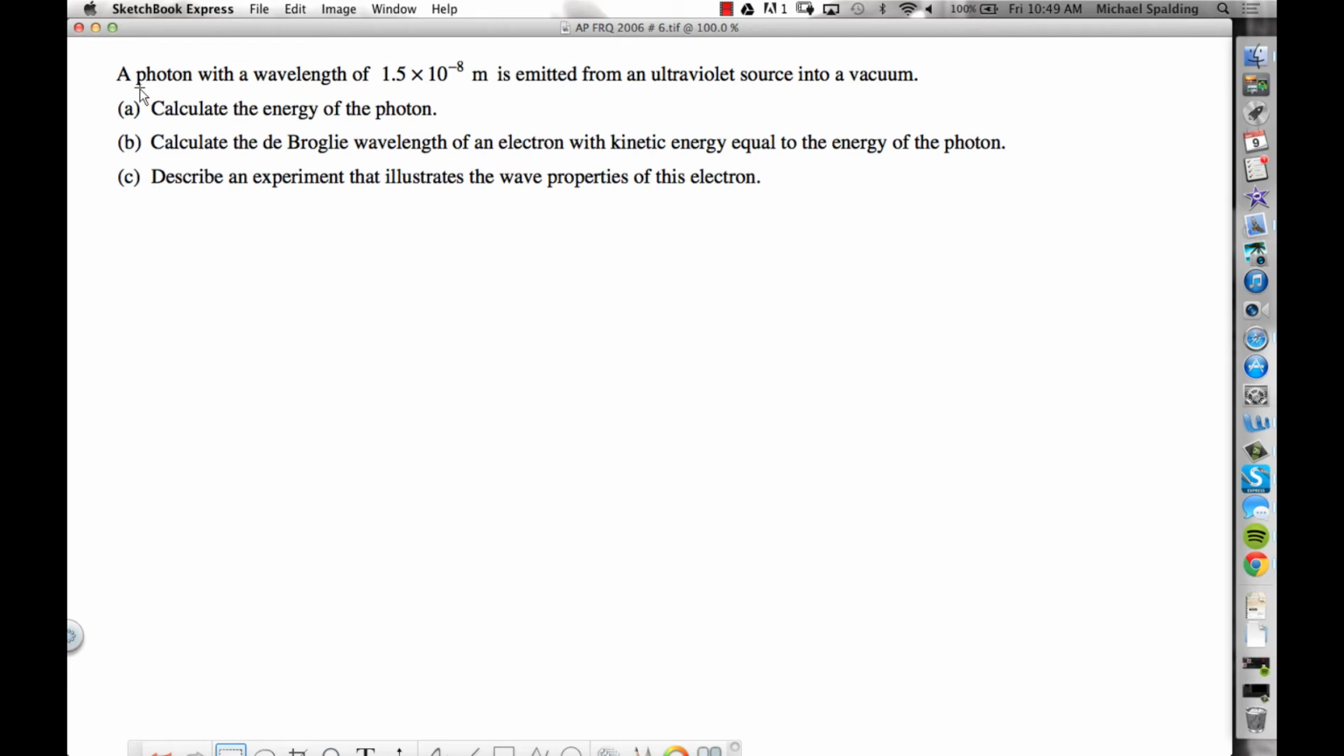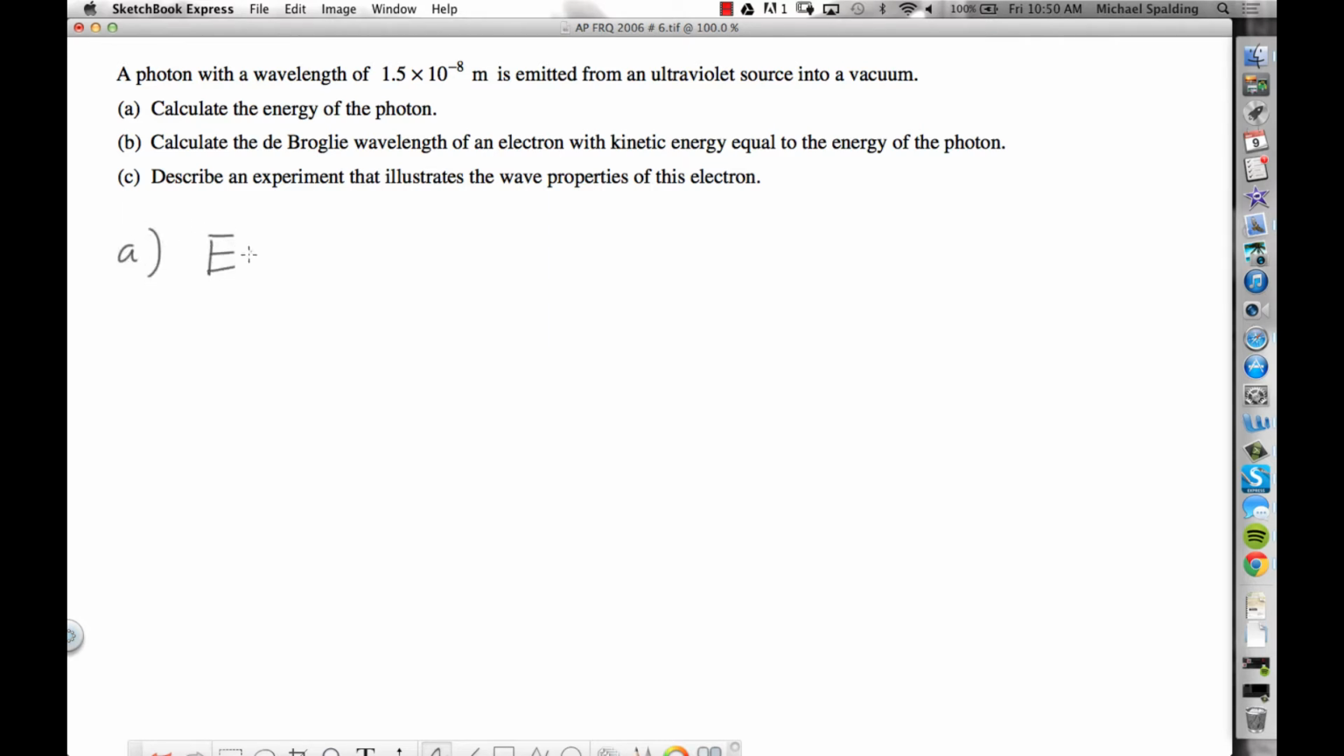Okay, a photon with a wavelength of 1.5 times 10 to the negative 8th meters is emitted from an ultraviolet source into a vacuum. First question: calculate the energy of the photon. So for question A, look, this is going to help you on the AP exam.